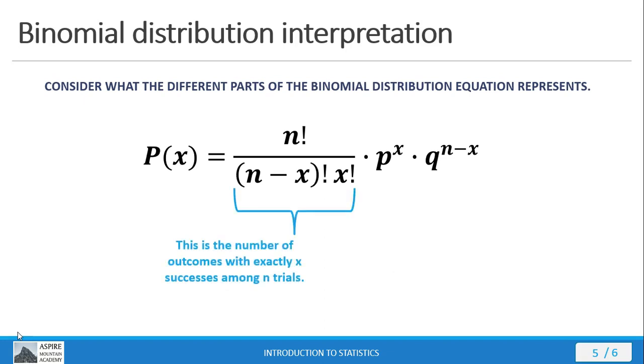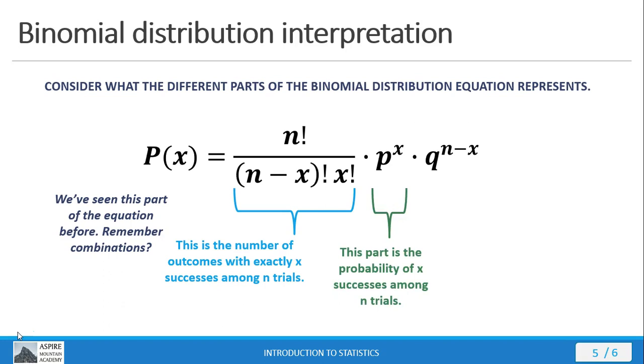So this first part of the equation is the number of outcomes with exactly x successes among n trials. Now, if you look closely enough at this portion of the equation, it should seem familiar to you. We have seen this portion before. Remember when we were calculating combinations? This is the same equation that was used to calculate combinations. And this is what's giving us the number of outcomes with exactly x successes among n trials. You could say it's n trials taken x at a time. Same sort of calculation here.